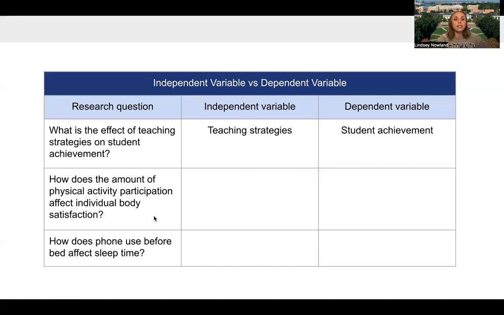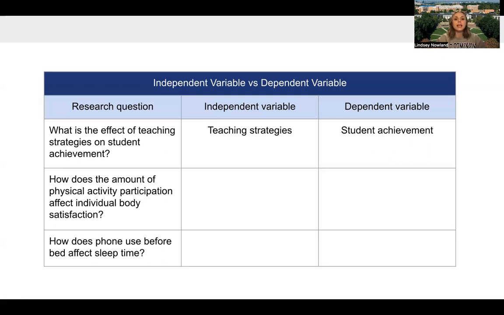Another one here is, how does the amount of physical activity participation affect individual body satisfaction? In this case, the word affect is in between the 2 variables, setting you up for an easier chance of identifying the variables. So the amount of physical activity, I can change that. As a researcher, I can manipulate the different amounts of physical activity that students might engage in. But I can't manipulate someone's individual body satisfaction. That's their own. That's based off of how much physical activity participation they engage in.